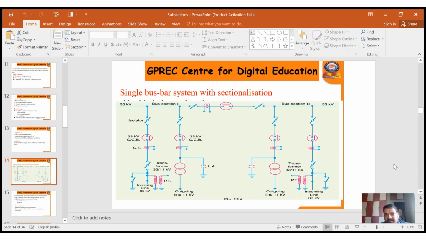This is the main advantage of single bus bar system with sectionalization as compared to the previous single bus bar system. In the single bus bar system, when any fault occurs, it completely interrupts the supply. But in the single bus bar system with multiple sections, if any fault occurs in one section, the remaining sections are not disturbed and will not interrupt the supply. They will continuously operate the supply. That is the main advantage of single bus bar system with sectionalization.